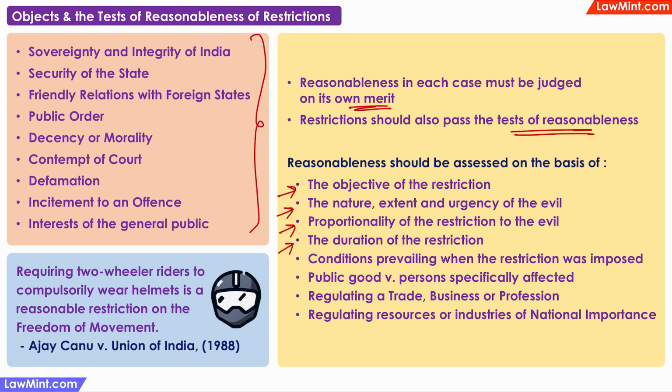And the duration of the restriction. Now, restrictions ideally cannot be endless. So, there has to be some end date based on the specific situation. Till when is the restriction valid? And the conditions prevailing when the restriction was imposed. For example, if a restriction on the internet was imposed during a particular situation, it means that when the situation changes, the circumstances have improved, then the restriction ideally should be lifted.